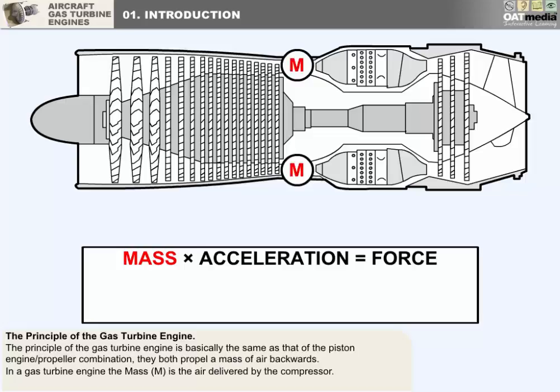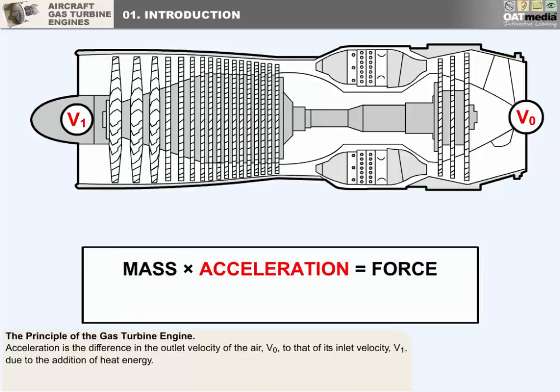In a gas turbine engine, the mass, m, mentioned in the equation, is the air delivered by the compressor. The acceleration in the equation is the difference in the outlet velocity of the air, V0, to that of its inlet velocity, V1, due to the addition of heat energy. Force equals mass times V0 minus V1, which equals thrust.